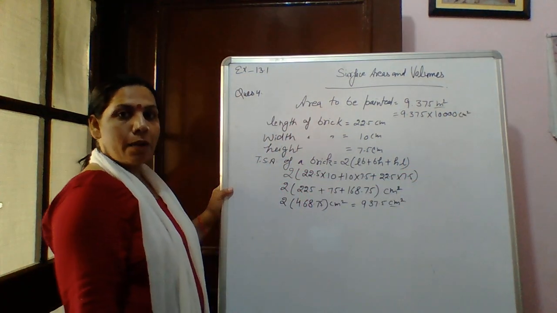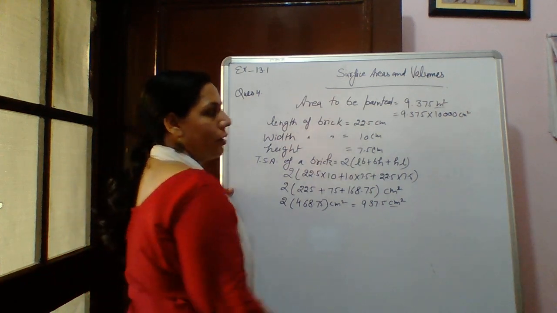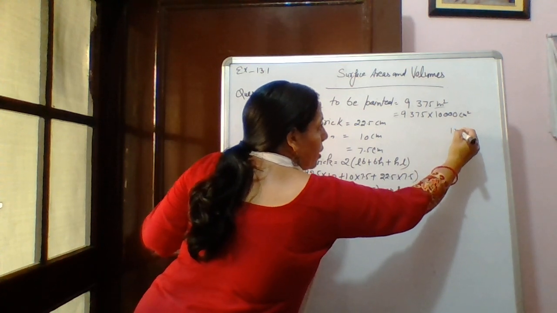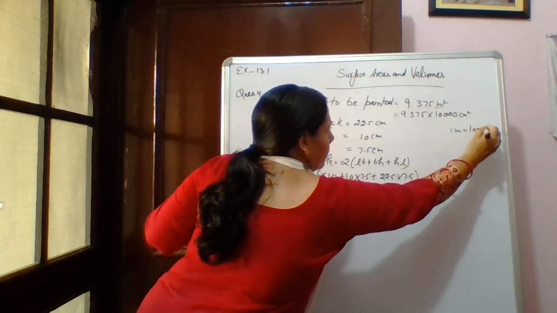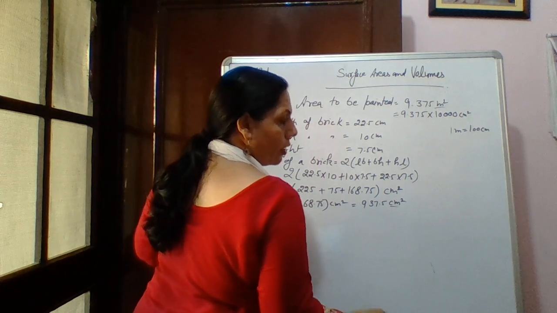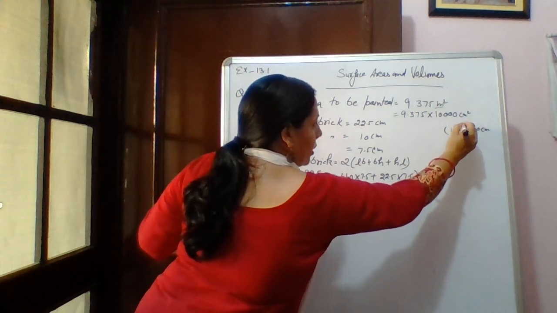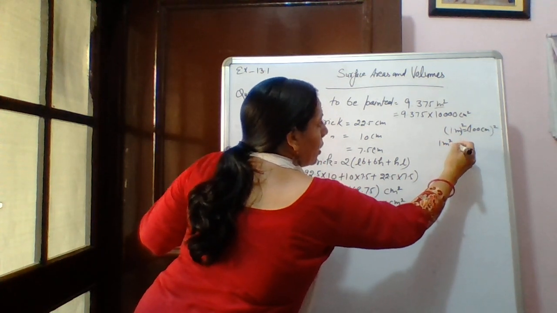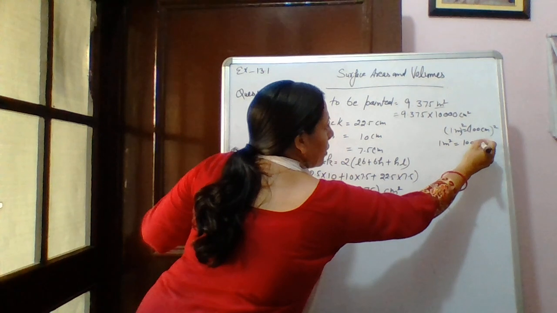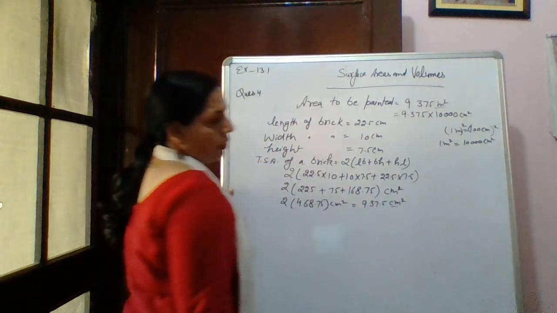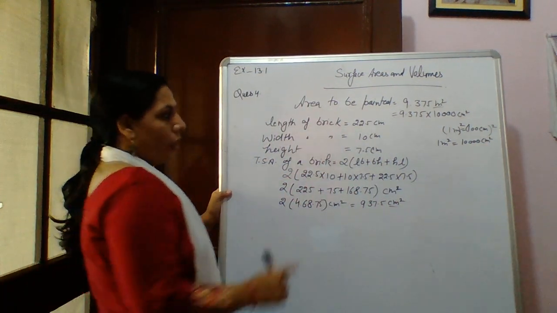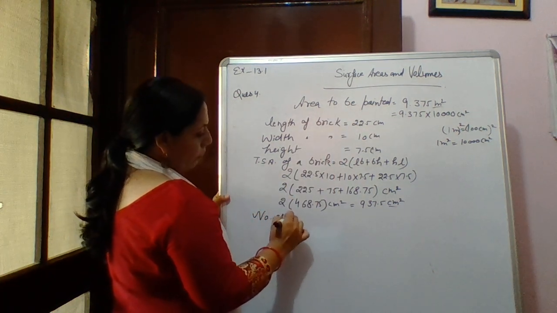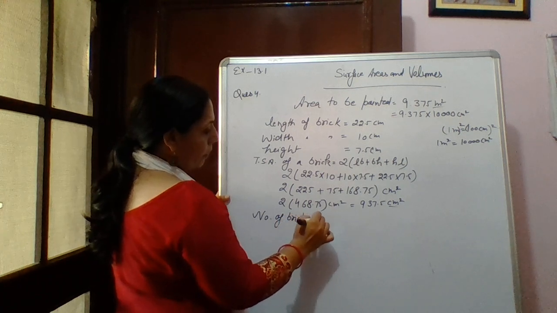Why? आप कहेंगे 1 meter equals to 100 centimeter. But I am using centimeter square. I am explaining this thing here. 1 meter equals to 100 centimeter. Clear? Square both sides. दोनों साइड स्क्वायर कीजिए. 1 square will be 1 and meter square. 100 square will be 10,000 centimeter square. Maybe this point is clear. So now we can divide. So you will write here number of bricks can be painted.